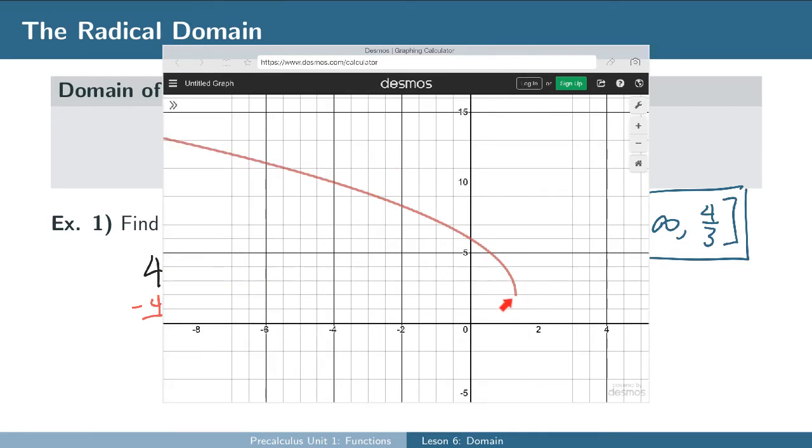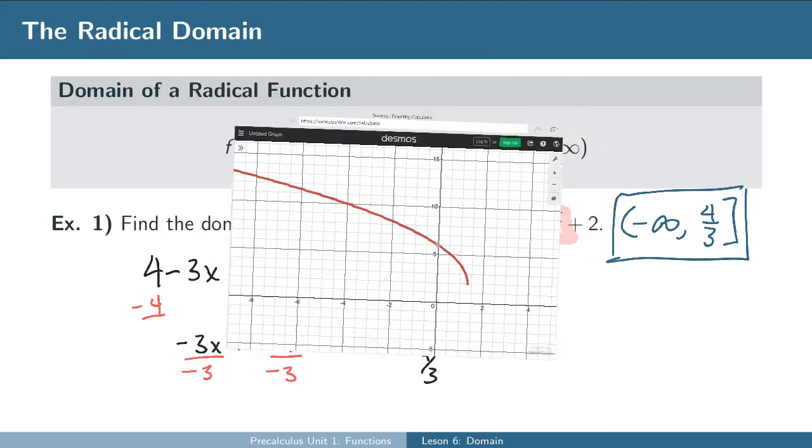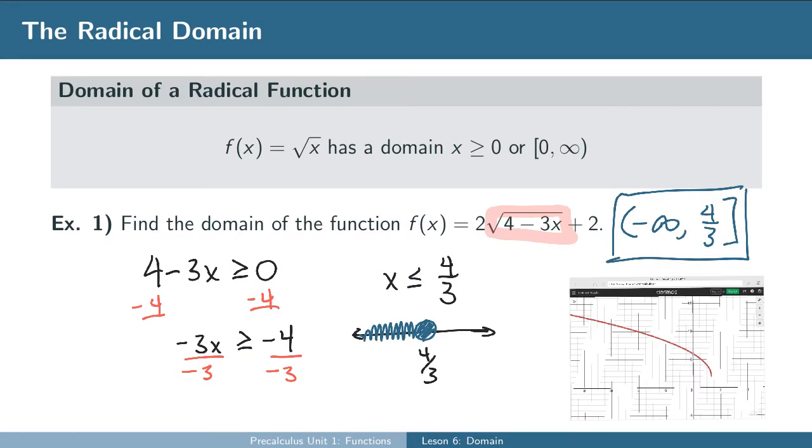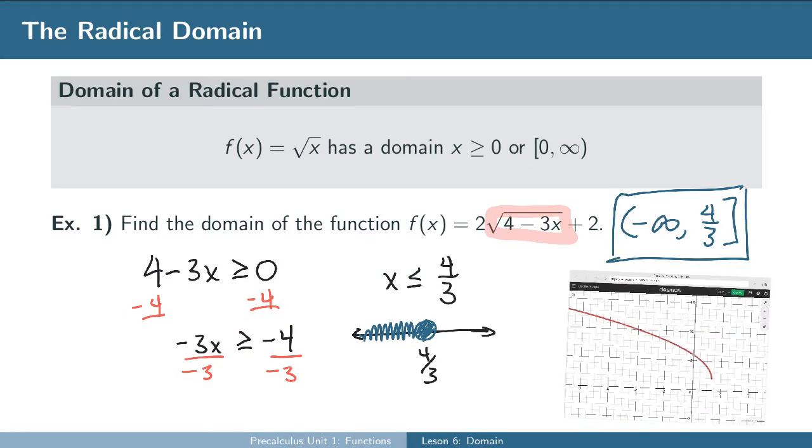And we can see right here about 4/3, and everything to the left is included in my graph. I also wanted to connect our function transformations. We know that this negative 3x right here would cause a horizontal flip since it's inside the function of our graph, and that's exactly what happened here. That's also the reason why we need to flip the sign if I change the inequality.